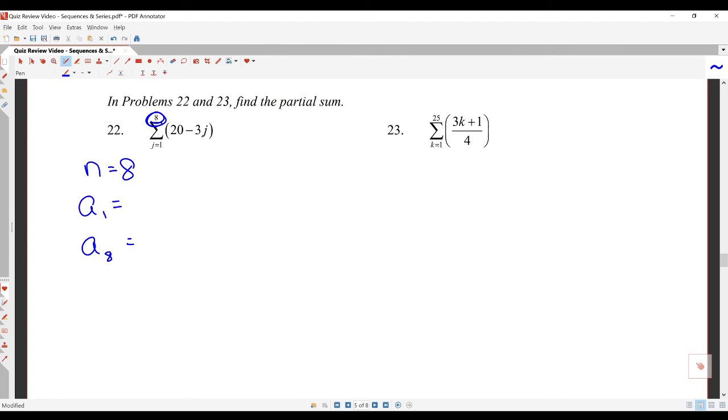So let's plug in 1. 3 times 1 is 3. 20 minus 3 is 17. And then I want the 8th term, so we're going to plug in 8. 3 times 8 is 24. 20 take away 24 is negative 4.